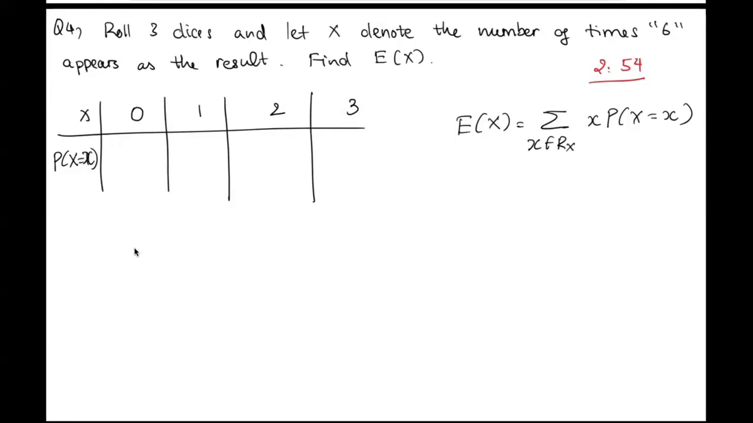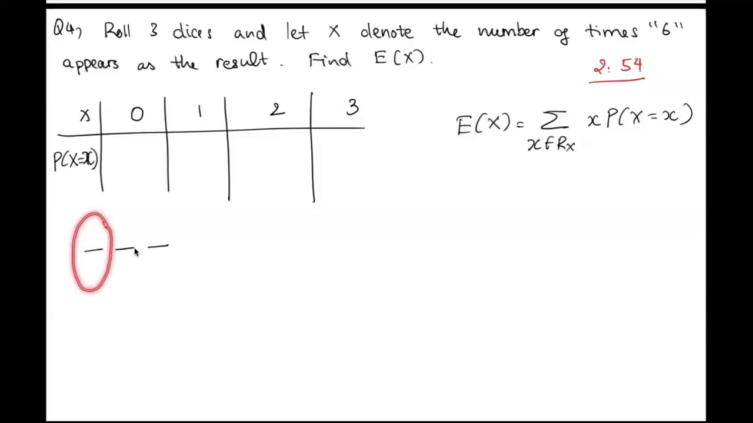Okay, so we throw three dice, so 6 can appear 0 to 3 times. We want to calculate the probability that 6 appears 0 times. So let these 3 blanks denote the results that appear on the 3 dice. And we want the probability that 6 does not appear at all, which means this position has to be something from 1 to 5, 1 to 5, and 1 to 5.